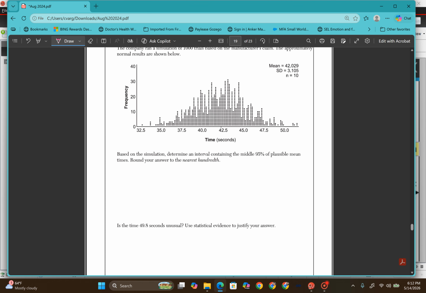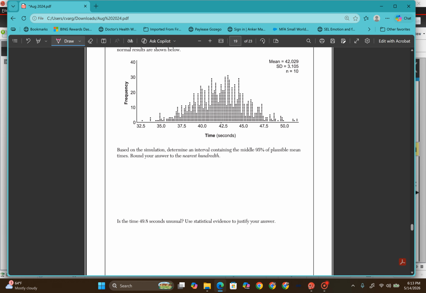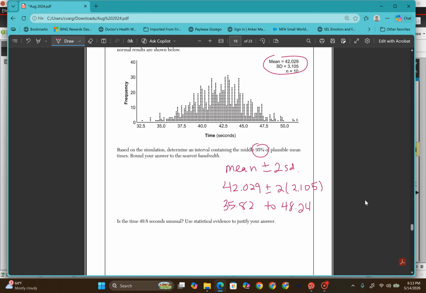Question 34. As soon as you see middle 95%, mean plus or minus 2 times the standard deviation. That's right here. So 42.029 plus or minus 2 times 3.105. Your two numbers are 35.82, and then the other one is 48.24. Once you put this into the calculator and you round it to the nearest hundredth.